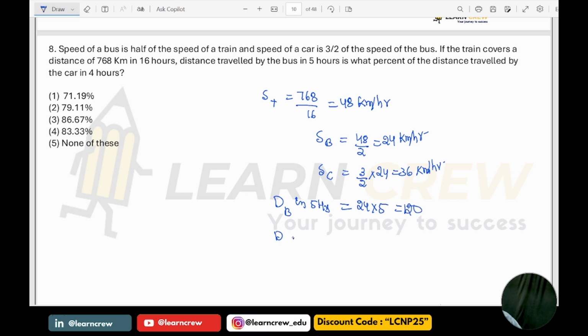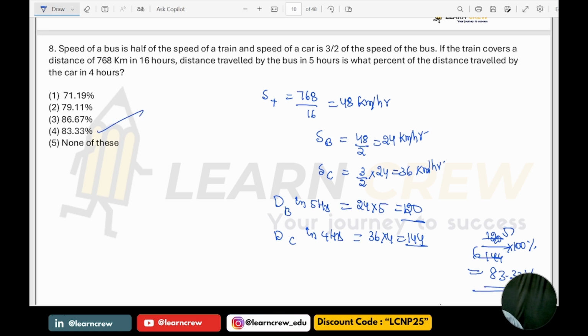Distance travelled by the car in 4 hours. In 4 hours is how much? Car speed is 36 into 4, 144. Now 120 is what percentage of 144? So answer is 5 by 6. 24 5 is 24 6. 5 by 6 means 83.33%. So answer is option 4.